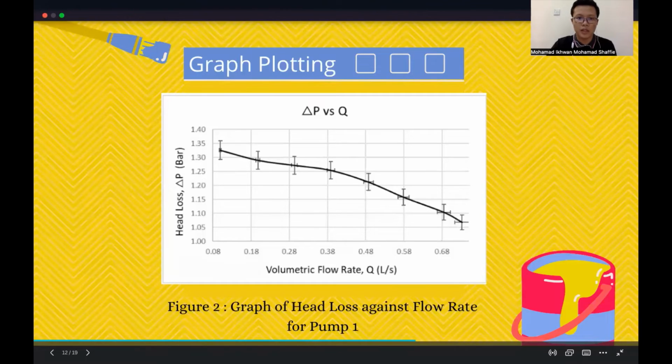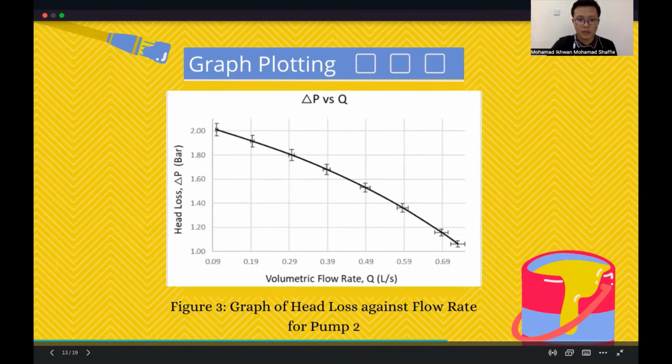We will go next to the graph plotting. Here is the graph of head loss against flow rate for pump 1. We used head loss, delta P, in bar and volumetric flow rate, Q, in liter per second for the Y and X axis respectively.